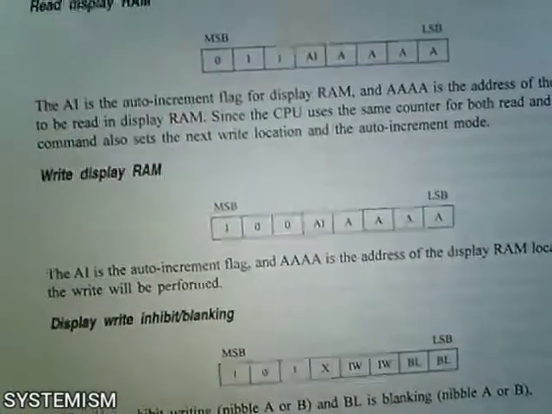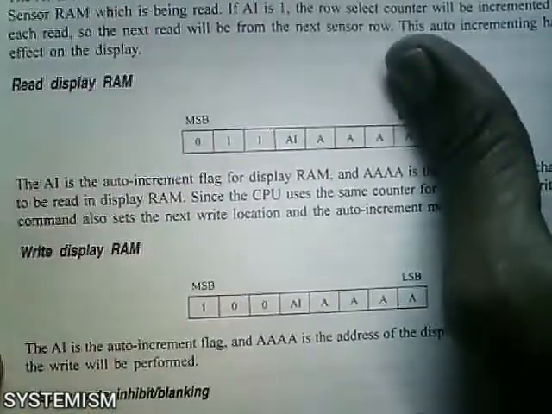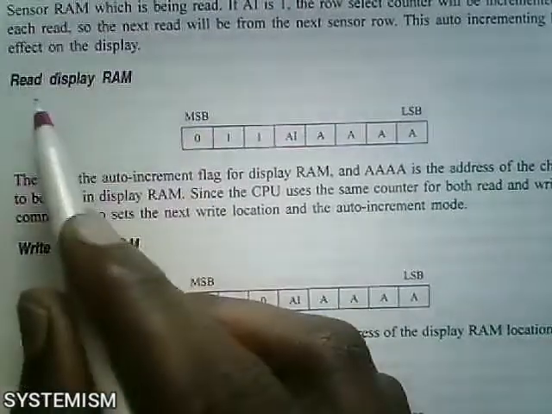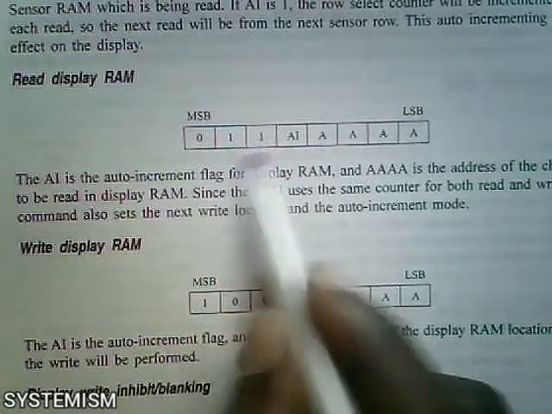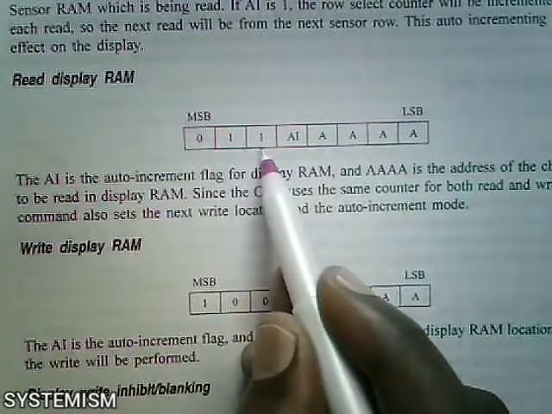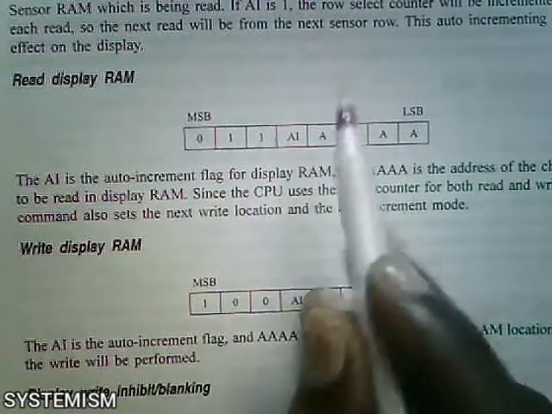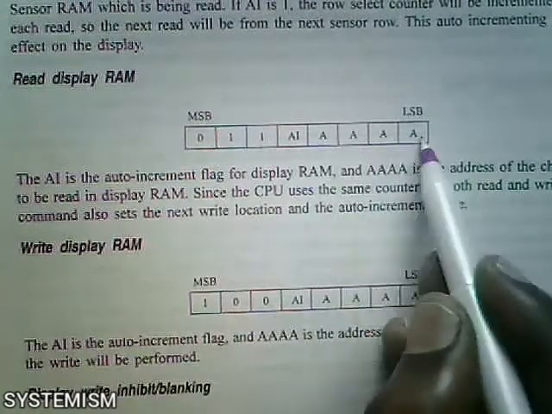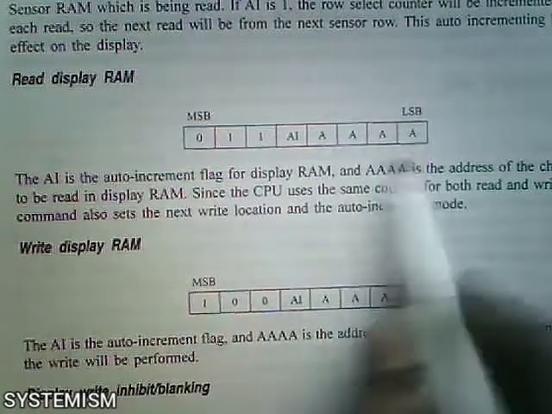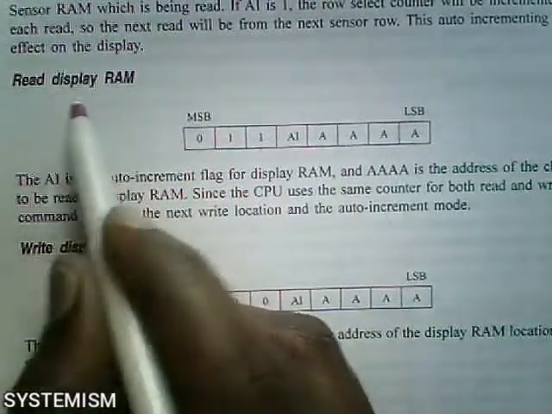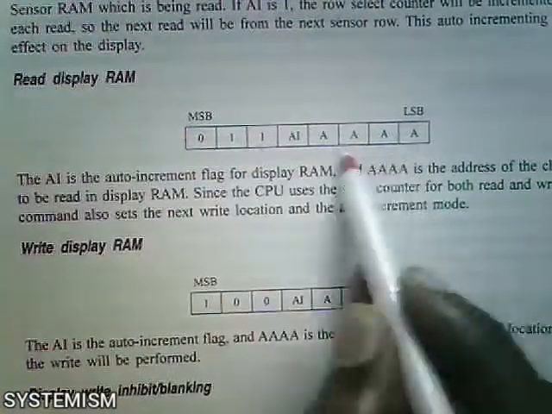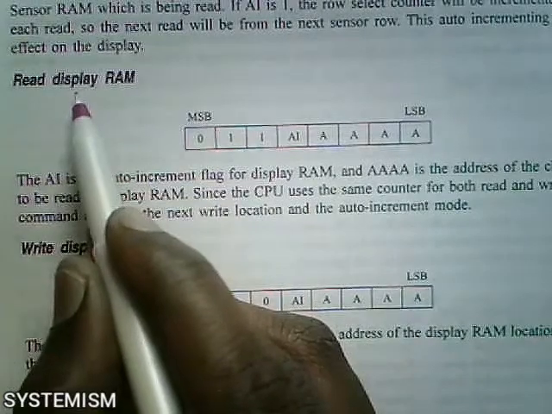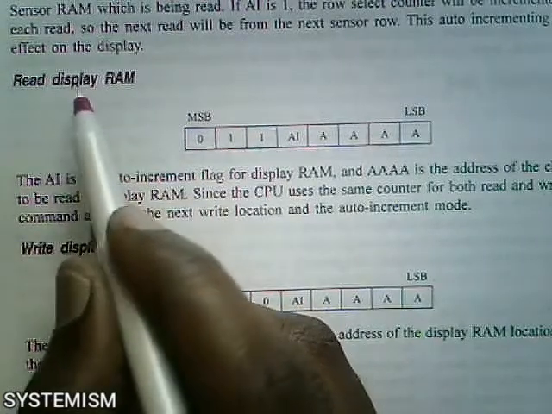Then read display and write display RAM. So the next command word is read display RAM. What is read display RAM? If you put 011, then it is the read display RAM command word. AI is auto increment, again the same thing. AAA is the address of the register inside your display RAM which is to be read.